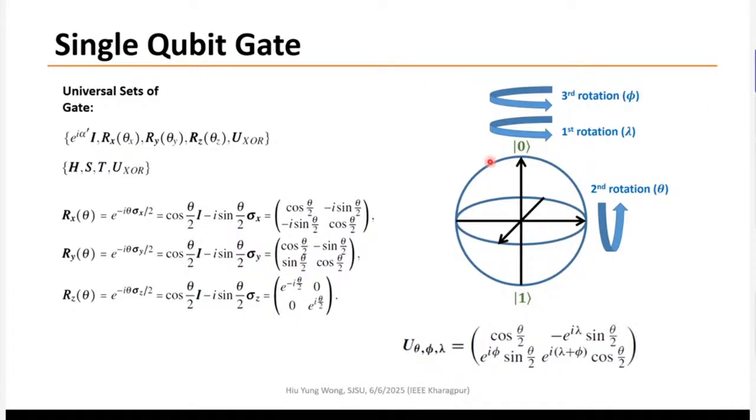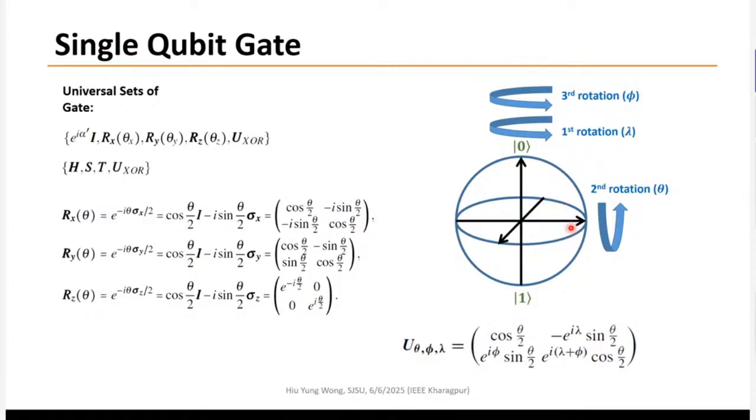First of all, we talk about the Bloch sphere. I mentioned that every single qubit state can be mapped to the Bloch sphere. And a quantum gate, then, of course, is just to rotate the qubit on the Bloch sphere, because a computation is to move one state to another state. So it's a rotation on the Bloch sphere.